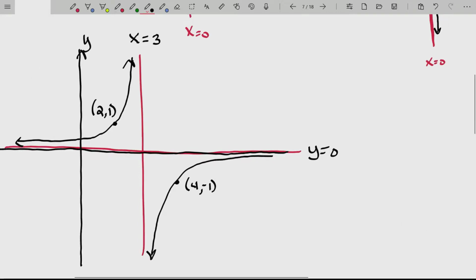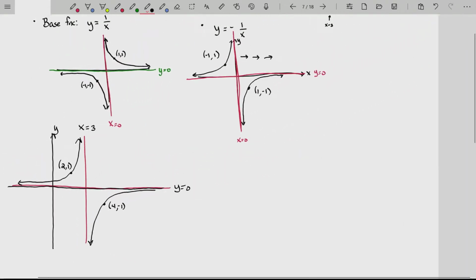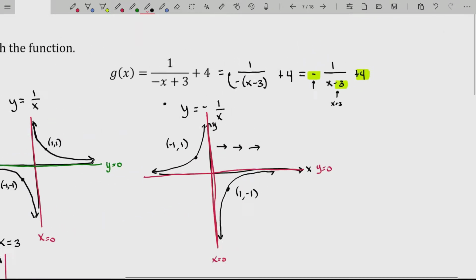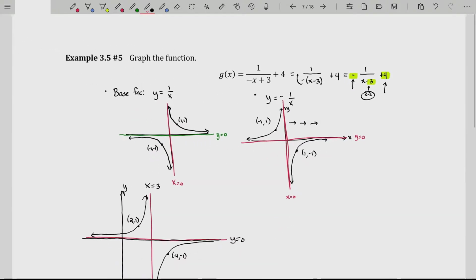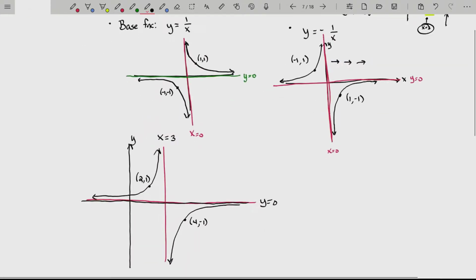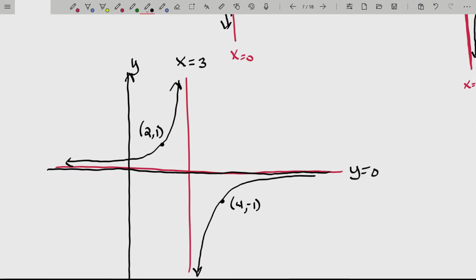And we're almost done, because now we've taken care of the flip right there and the shift right here. Now that last piece just moves those crosshairs up 4 units. So I'm going to grab these crosshairs here and move them up 4 units. So instead of being at y equals 0, they'll be at a height of 4.